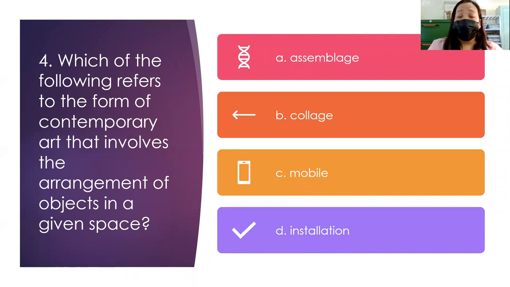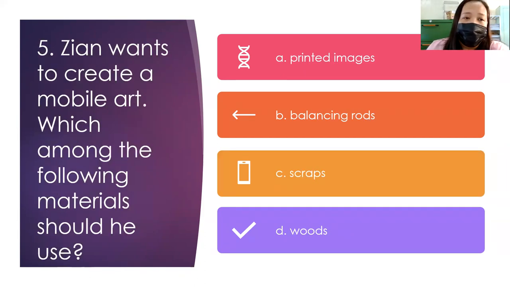Number four, which of the following refers to the form of contemporary art that involves the arrangement of objects in a given space? A, assemblage. B, collage. C, mobile. D, installation. Number five, CN wants to create a mobile art. Which of the following materials should he use? A, printed images. B, balancing rod. C, scraps. D, woods.